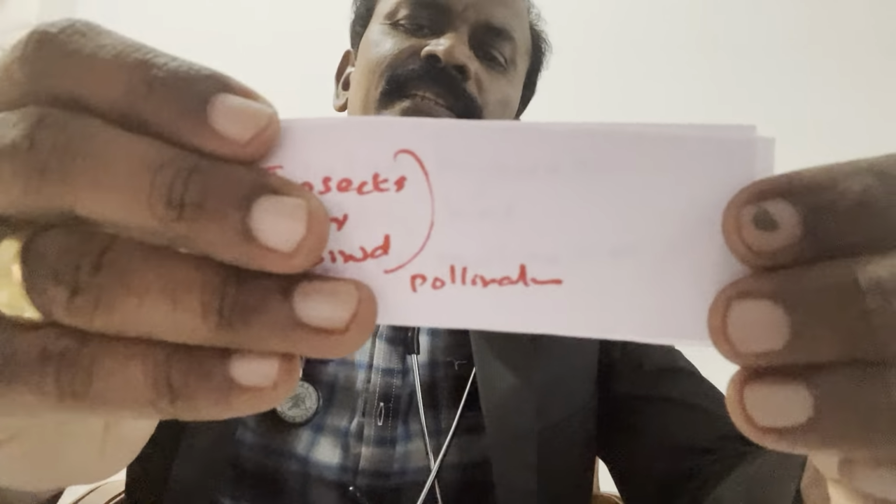Have you heard this word, central cell? Where is it found? Match the following. Female gametophyte in a flowering plant. Central cell. Female gametophyte in a flowering plant.